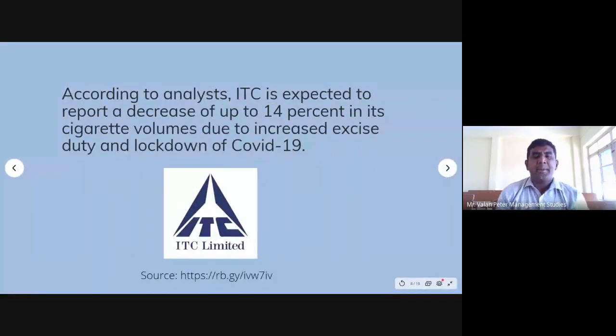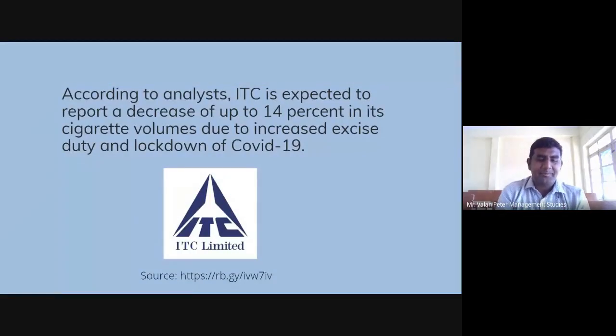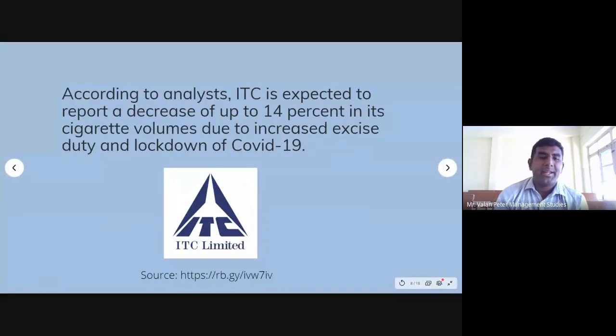And then another company, ITC. Okay, we were discussing ITC during the second unit. So as per the analysts, ITC is expected to see a 14% decrease in cigarette volumes. Okay, ITC, what is the full form of ITC? Anybody know the ITC full form? Any idea?